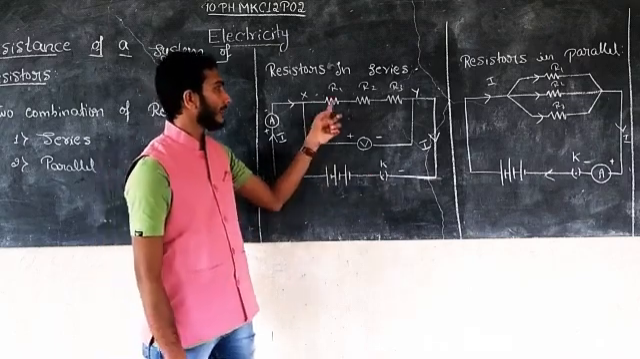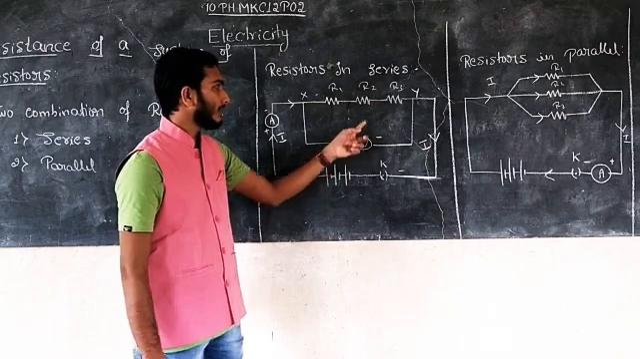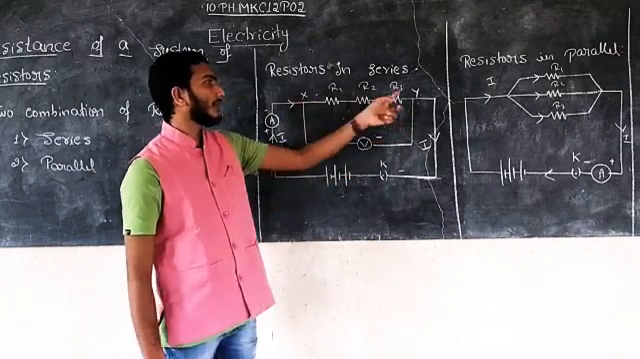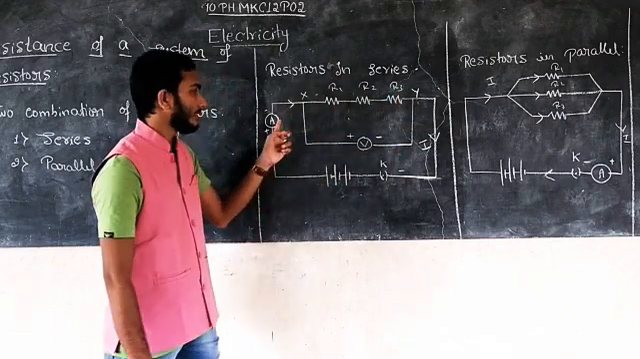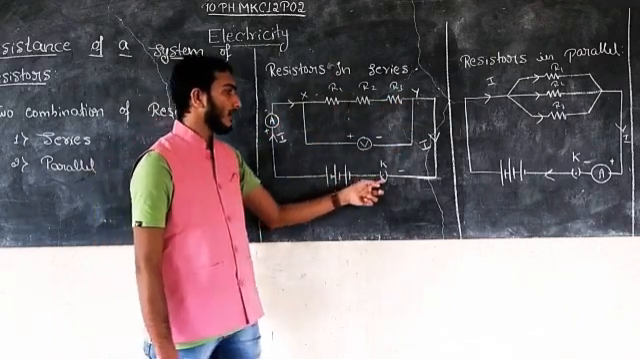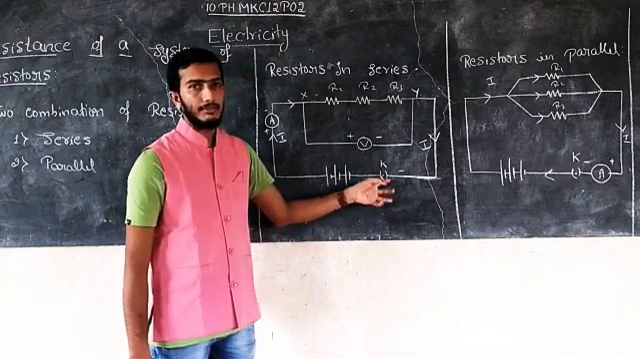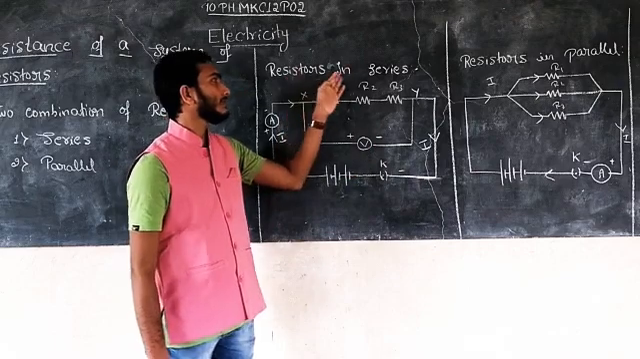Here the resistors are connected in series, and the voltmeter is connected across the ends of the resistors. The X and Y terminals are connected to an ammeter, a power supply or potential difference, and a plug key. This is the connection for resistors in series.